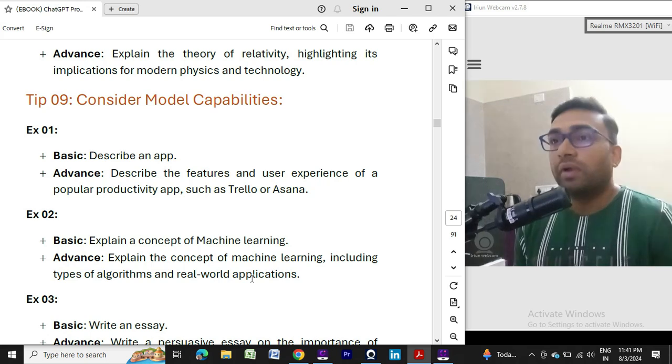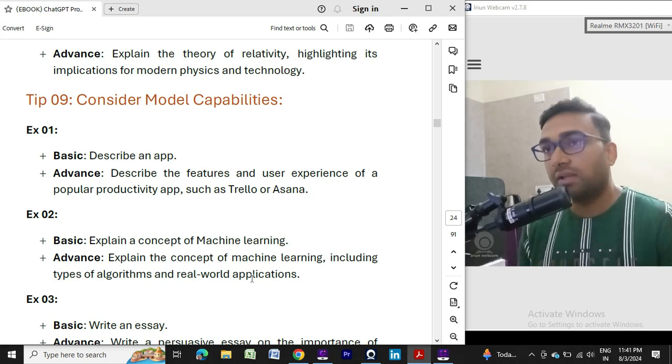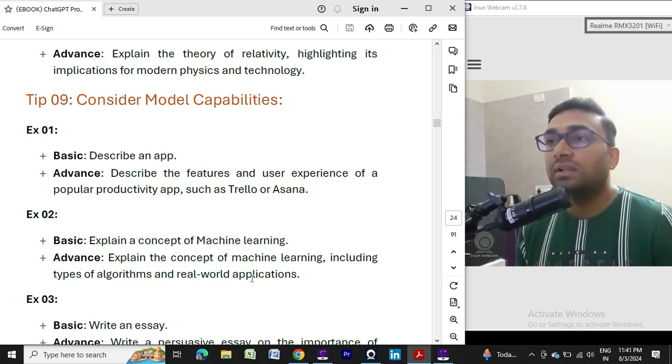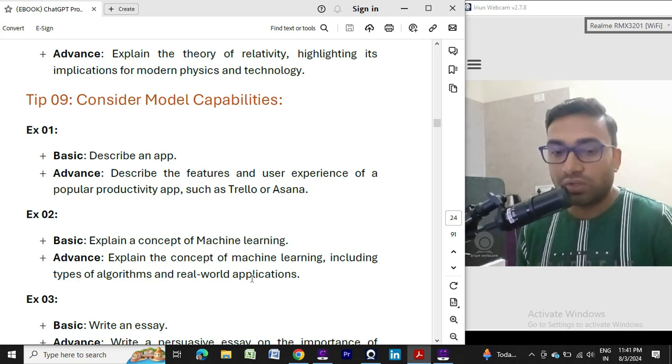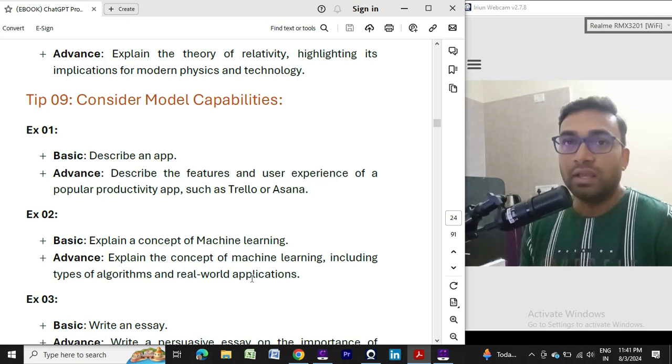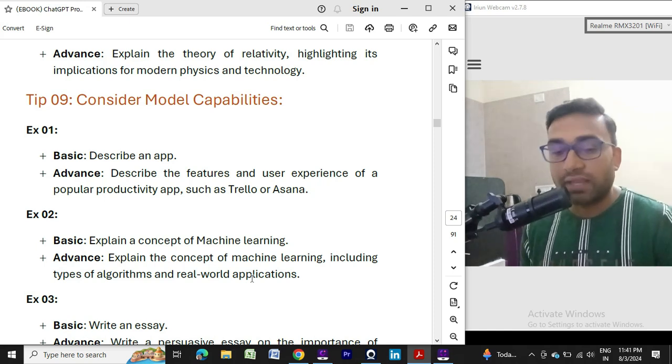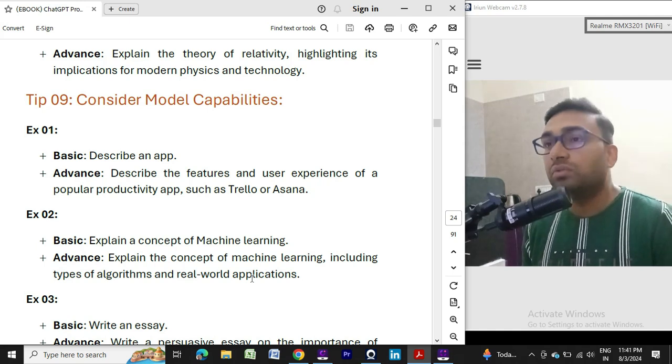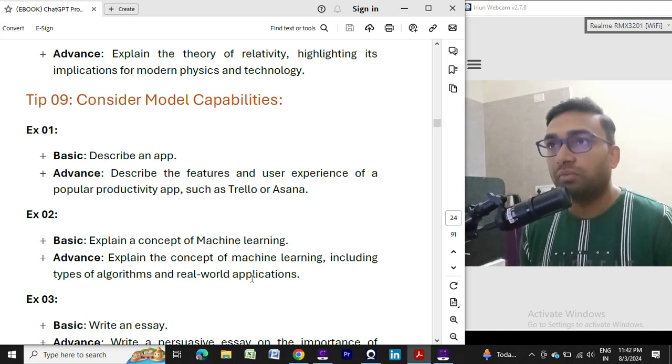Okay, so in this video we are in tip number 9. Here we will learn to consider model capabilities. Whenever we write any prompt in ChatGPT or any other AI platform, we need to remember one thing: we need to consider the model capabilities.